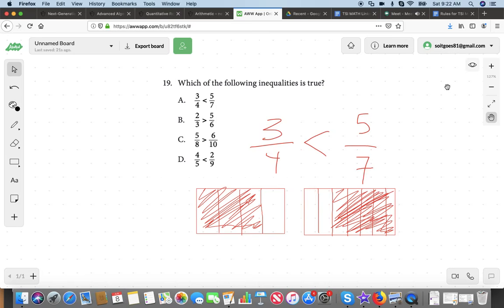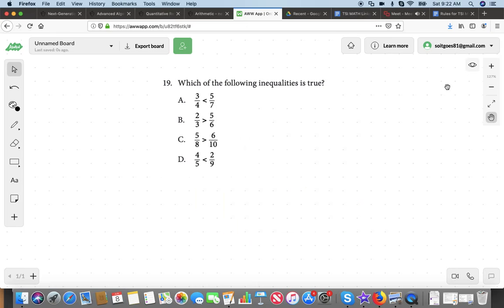Read answer choice B for me, please. 2/3 is greater than 5/6. Okay, is 2/3 greater than 5/6? I think they might be equal or something. I'm not sure. Well, let's do the same thing with the rectangles.